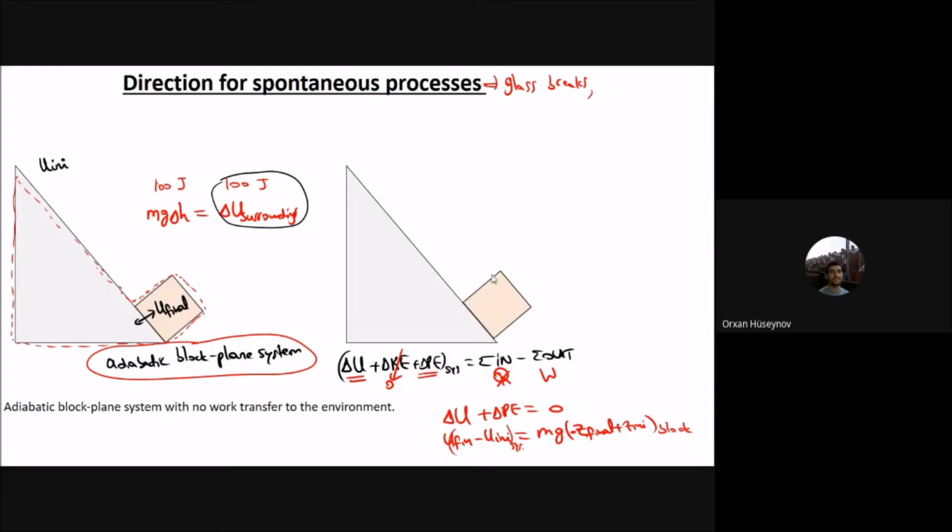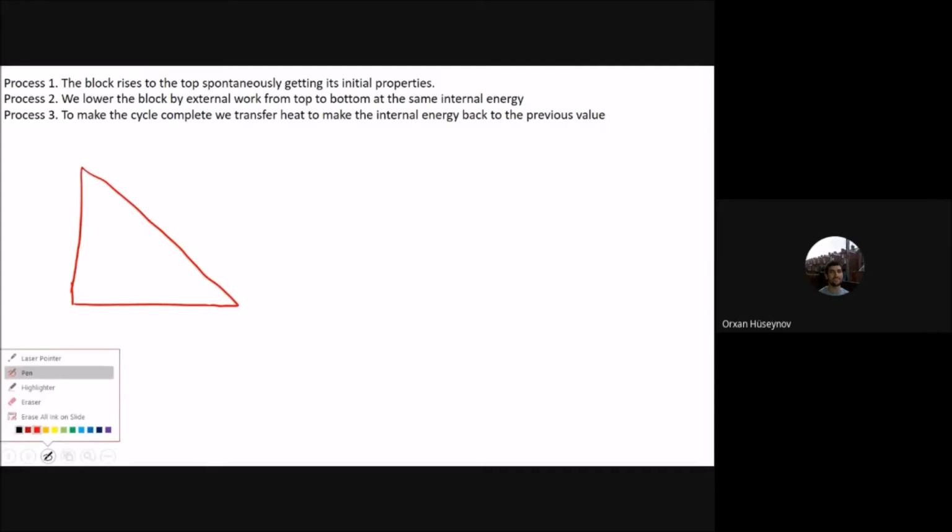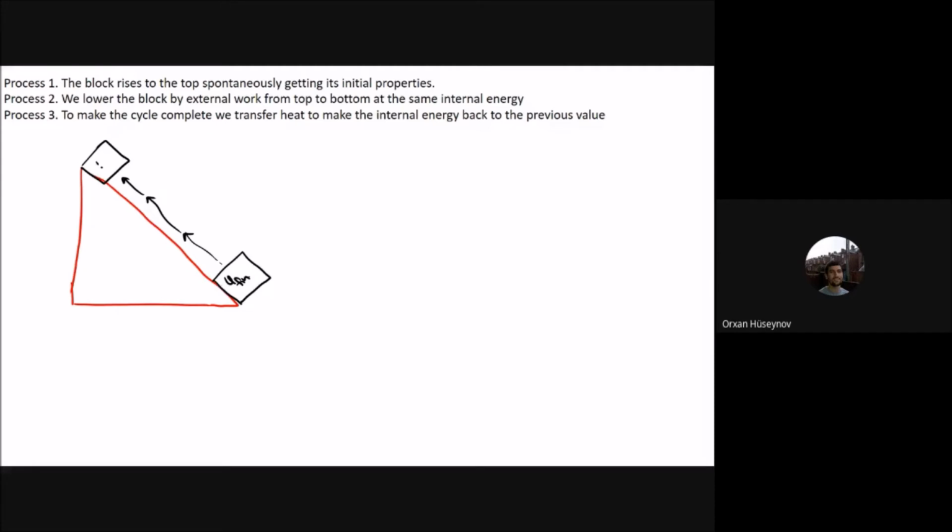To understand it, I will have three processes. The first process is that the block rises to the top spontaneously, getting its initial properties. This is the first process. This is my block, and it has an internal energy of U final and also the potential energy, and it rises. We don't know if it is possible or not. We are trying to check it. It rises here, and the U final becomes U initial.